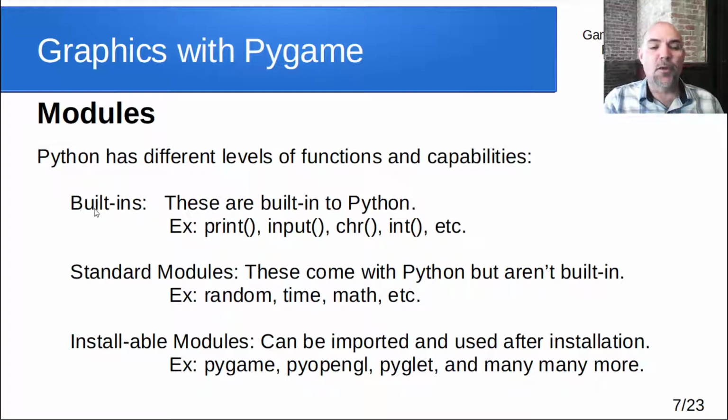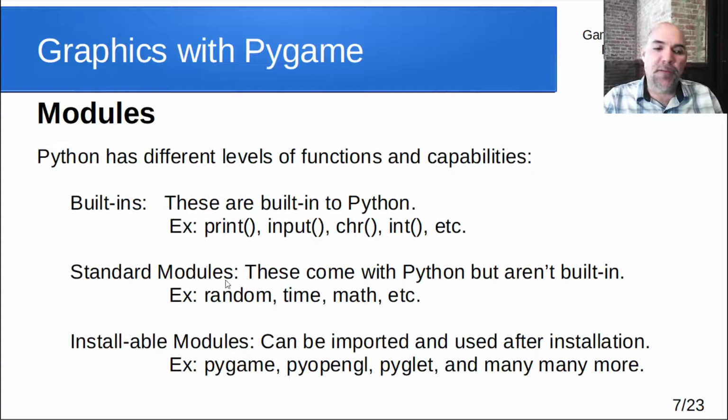So there's what are called built-ins or built-in functions, and those are designed into Python. In other words, you don't need to import anything to use them. They exist when you run the Python shell, and the examples of that would be a lot of those functions we saw: print, input, the chr function, the int function, the ord function, the float function. All of those things are built into Python. And there's a whole bunch of those that are built in that we can use without importing anything.